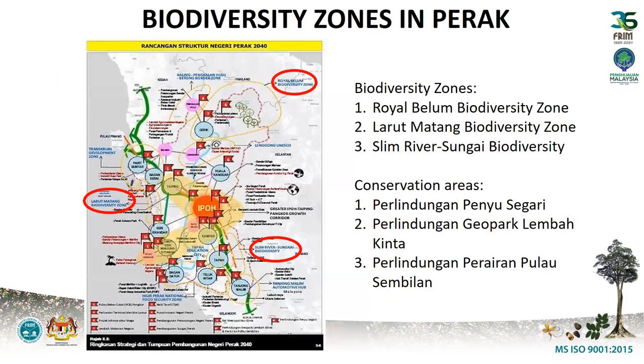Jadi berdasarkan rancangan struktur negeri Perak, dia ada 3 biodiversity zone. Dia pun dah kenal pasti. Satu Royal Belum, kedua Larut Matang, ketiga Slim River. Dan dalam masa yang sebelumnya juga ada juga conservation areas seperti Segari, perlindungan penyu, geopark Lembah Kinta dan perairan Pulau Sembilan. So dalam rancangan struktur negeri dah identify kawasan-kawasan ni. Cuma pada kita, adakah ianya sesuai untuk diangkat sebagai kawasan KBA ataupun tidak? This is where the project will go through.